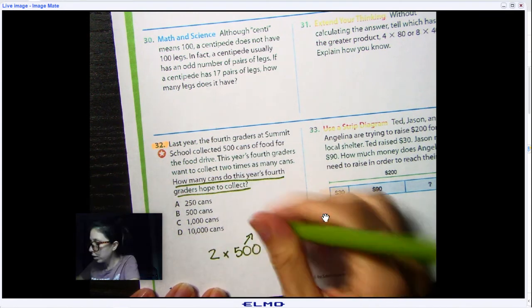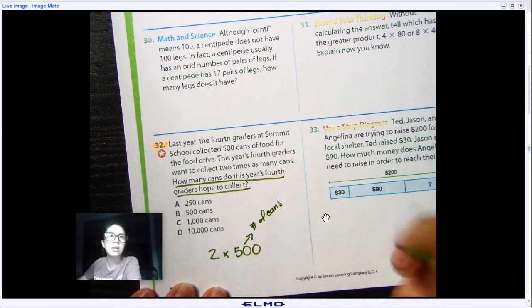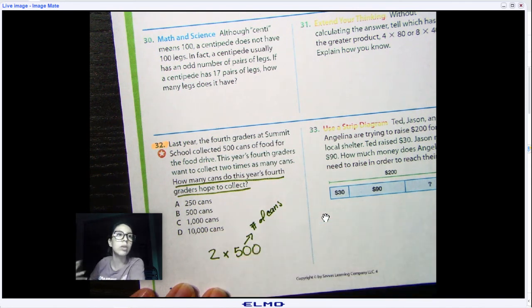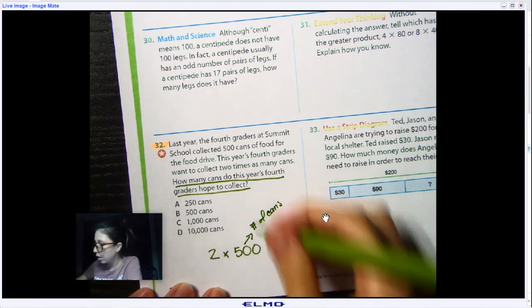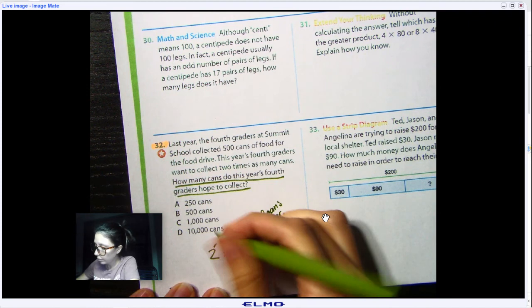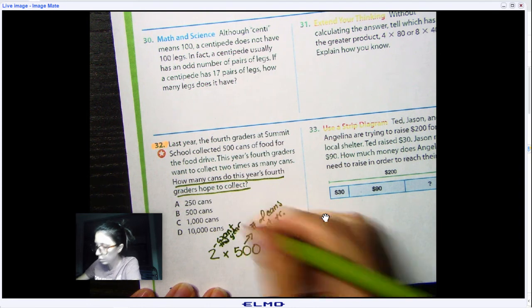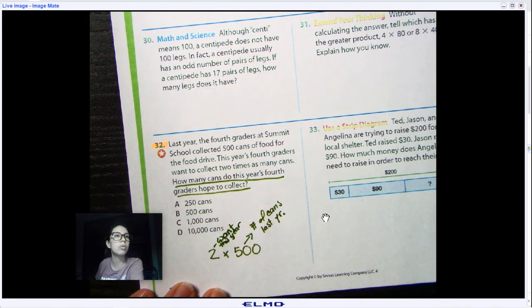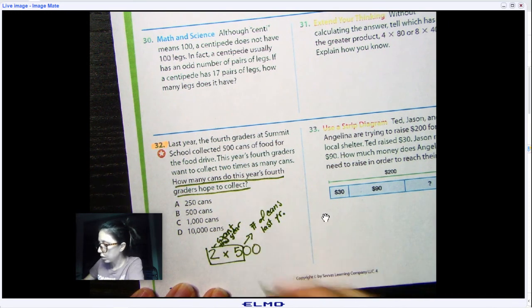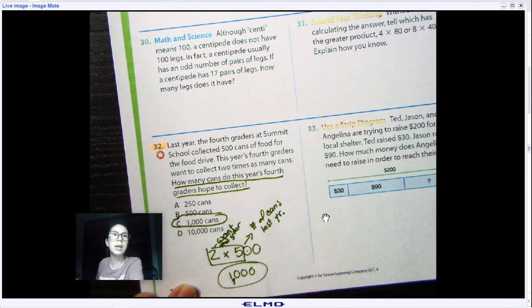Okay, 500 is the number of cans collected last year. You don't have to write all that. Do something just to let yourself know what it is. Okay, so number of cans last year. And right here, this is what they want this year. They want 2 times as many. So I just make sure I label them so I don't lose track of what my numbers mean. Okay, so now we work it out. Box your number. 2 times 5 is 10, and then add your zeros. Don't forget your comma. This year, they hope to collect 1,000 cans.